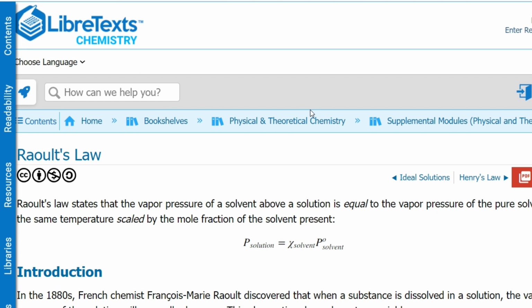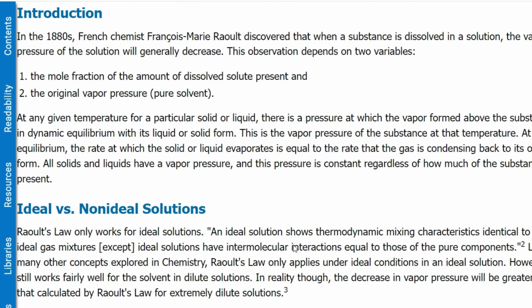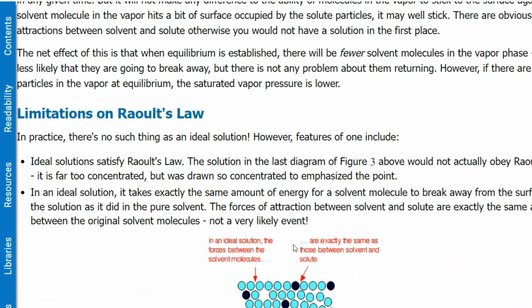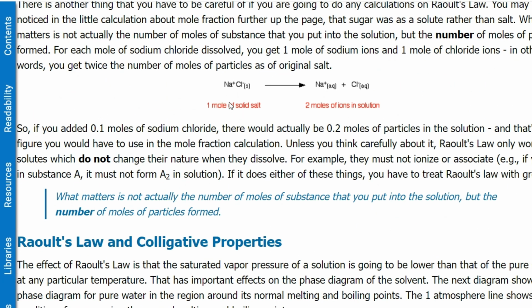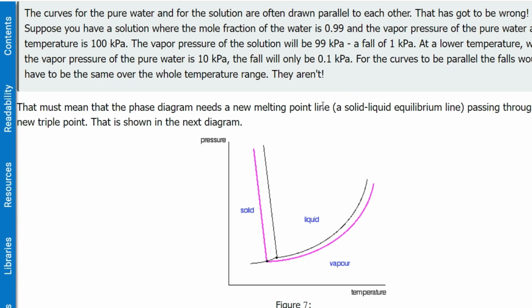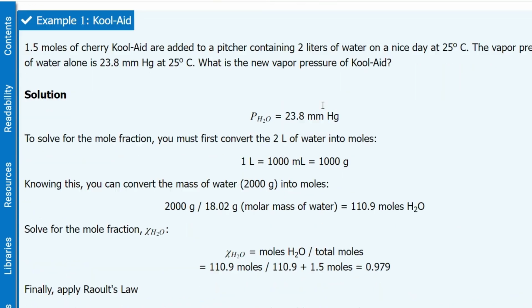Raoult's law is a little special. We have the same type of thing, but here you don't put the i in there. Why? Because you're not looking at the mole fraction of the solute, you're looking at the solvent. If we scroll down to the bottom, it'll explain it. The same thing happens: 1 mole of solid salt gives you 2 moles of ions. But how it's factored in, you have to jump further down.